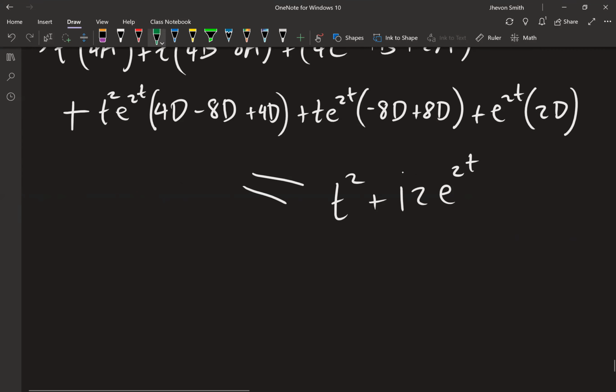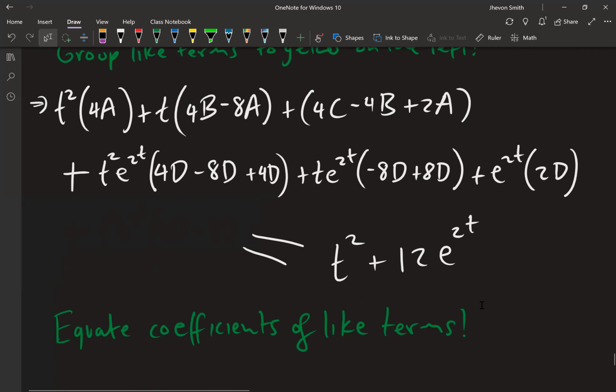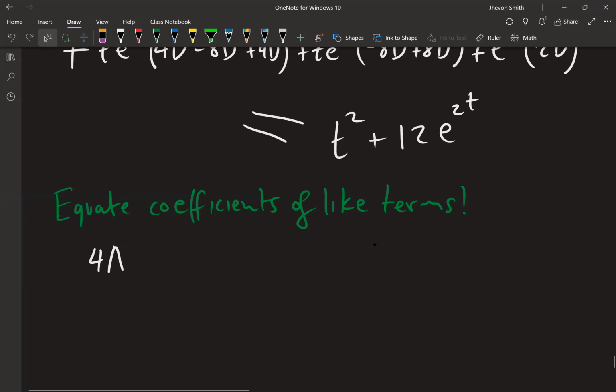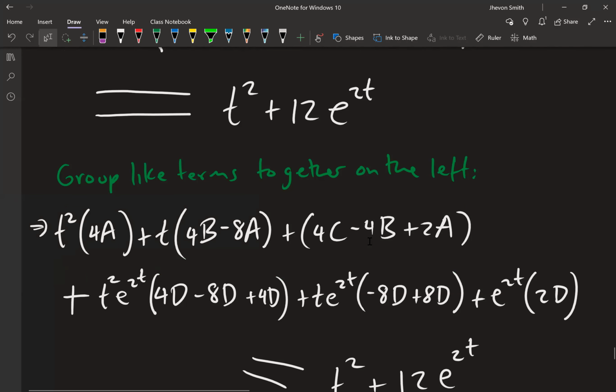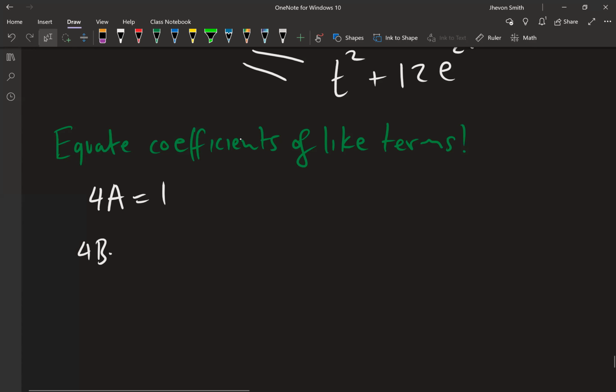Brings us to the next step, equate coefficients of like terms. Basically that just means you're matching guys up. The number of t squares on one side must be the number of t squares on the other side, etc. So you know that 4a must be equal to 1 because there are 4a t squares on the left, and there must be equal to 1 t squared. 4b minus 8a must be 0. So this was the t squared coefficients. This here is the t coefficients.